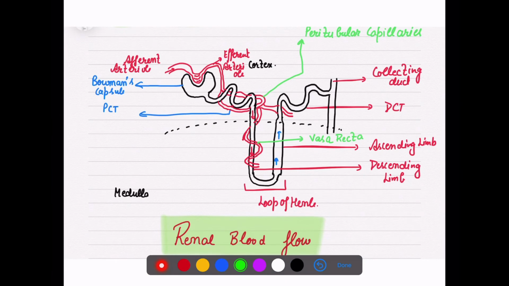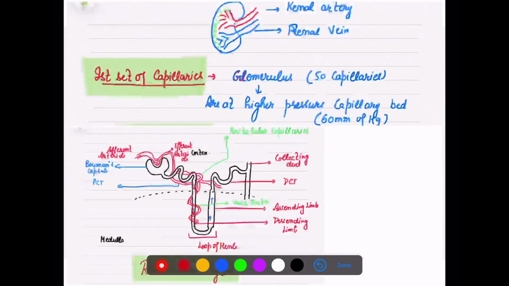Now the next thing we have to discuss is the blood flow through the loop of Henle and this tubular portion. There are capillaries moving around these structures. So now I am going to discuss these capillaries in detail, what these capillaries actually are, and which kind of capillaries they are. Now listen to me very carefully.